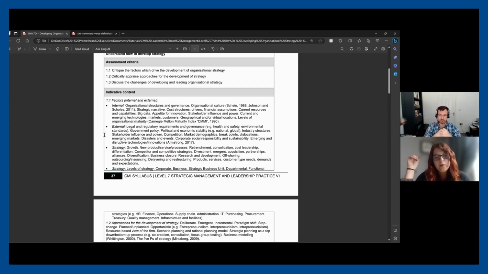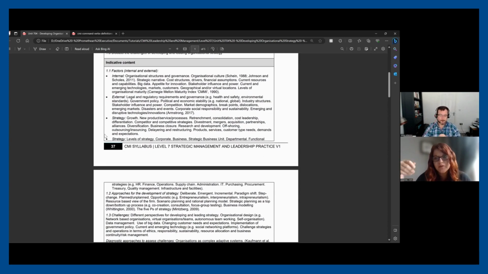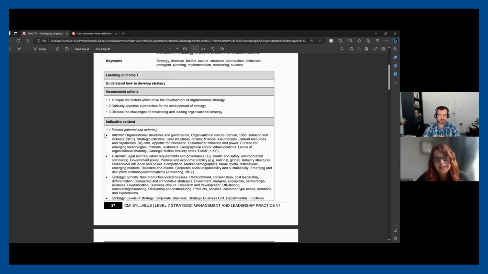I think it's also quite important to mention the CMI command verb document you've got. This will really help you with this assessment criteria as well, with critically appraised. There is a document attached to your starter email that describes the CMI requirements for each of these verbs.